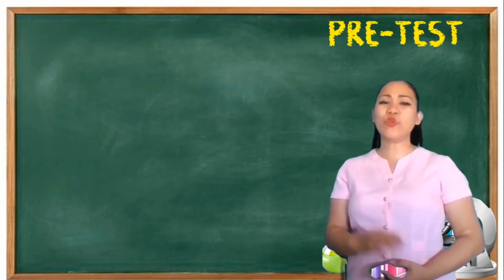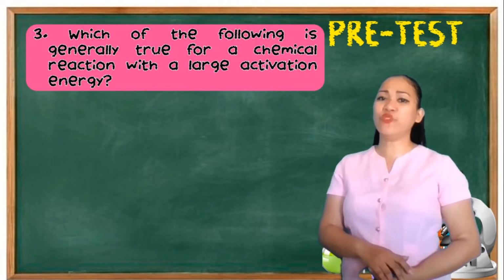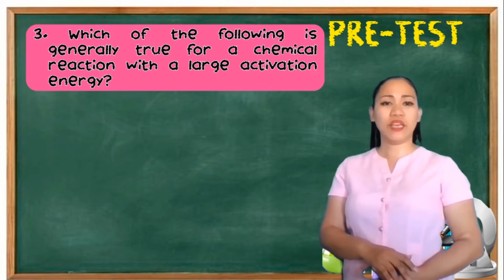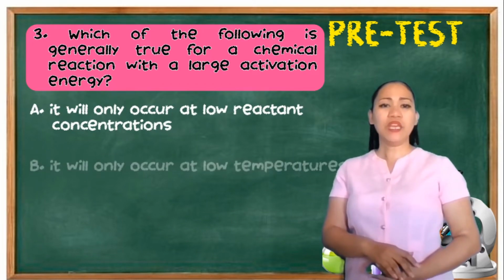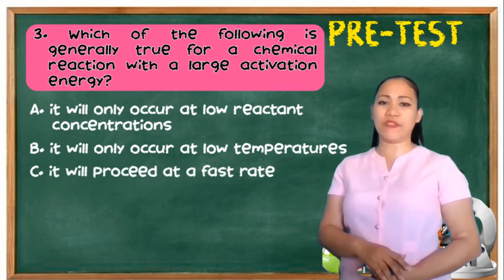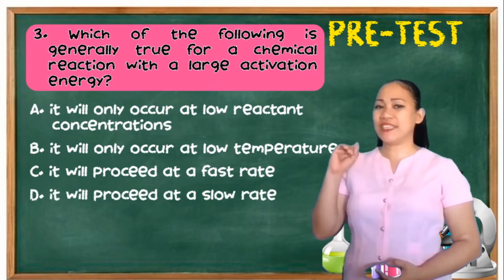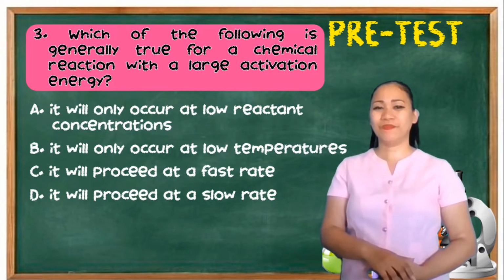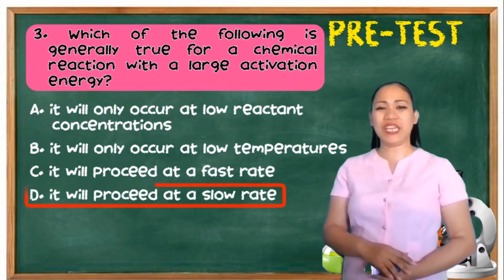Now, let's proceed to question number 3. Which of the following is generally true for a chemical reaction with a large activation energy? A. It will only occur at low reactant concentrations. B. It will only occur at low temperatures. C. It will proceed at a fast rate. And D. It will proceed at a slow rate. Is it A, B, C, or D? If your answer is B, you are correct. It will proceed at a slow rate.